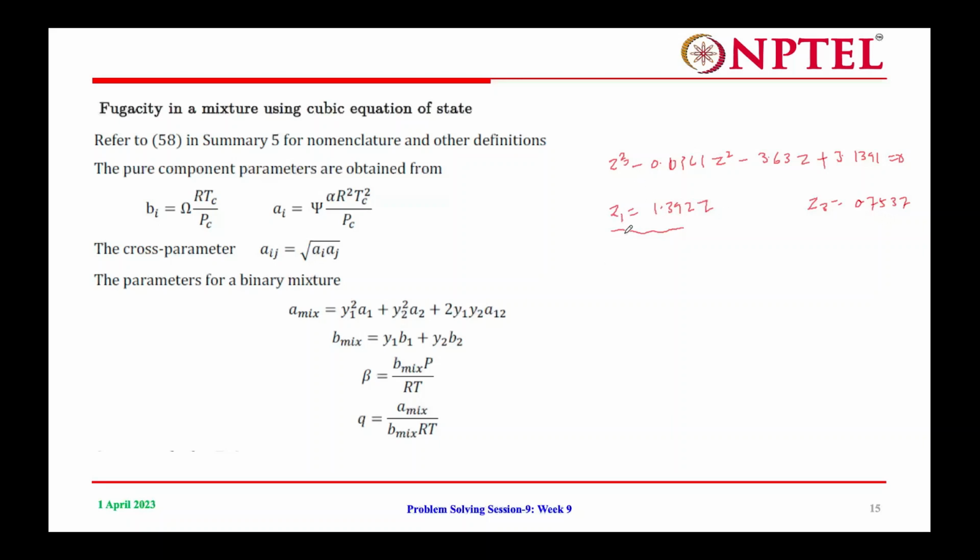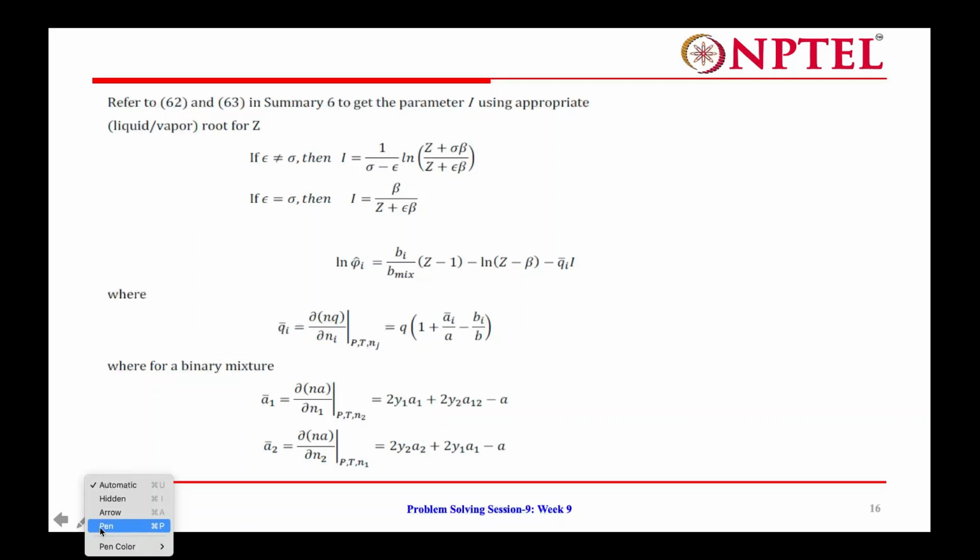We have to use these ones. Then the question asks for the fugacity for the vapor phase. Now we have to calculate the I value. So here epsilon is not equal to sigma, so you have to use this one. So put all the values in this equation, 0.4480, right? Here to calculate the fugacity coefficient, use this equation. Now you have to calculate Qi bar using this equation.